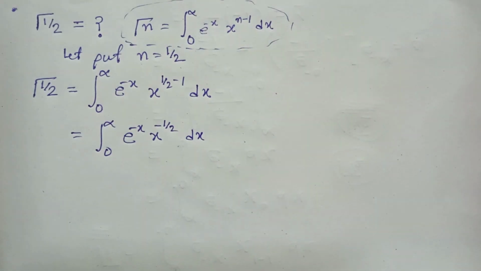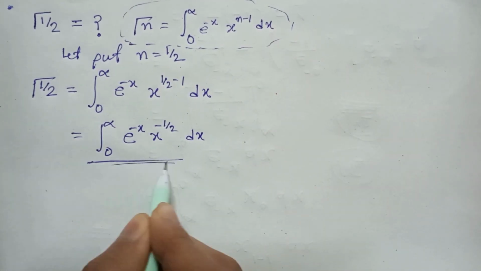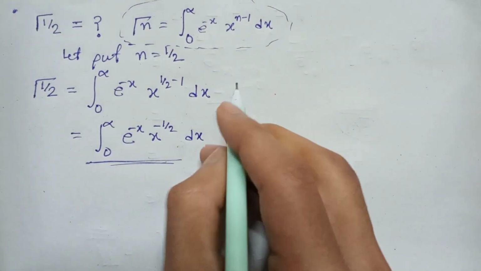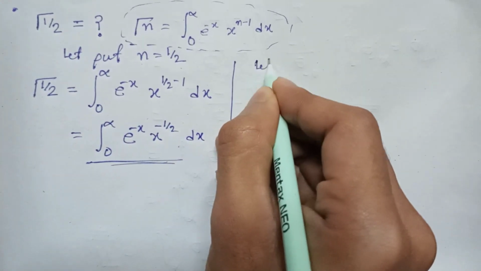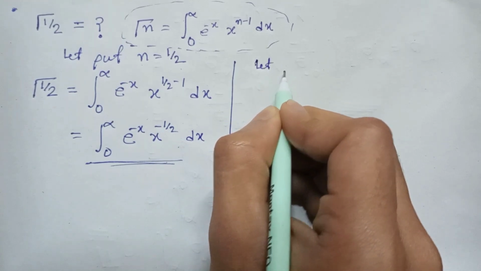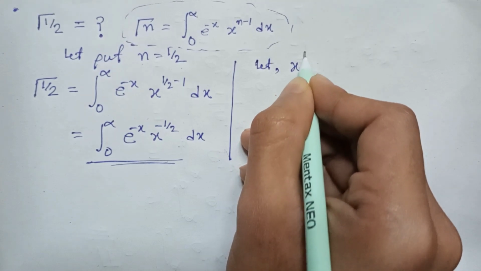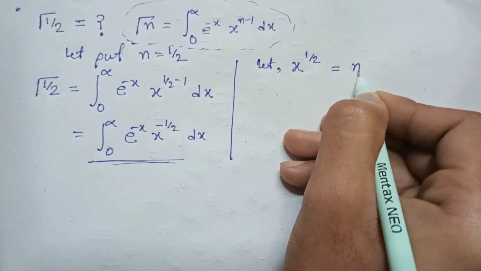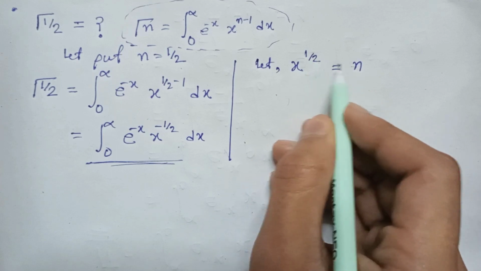Now we have to do some substitution to do this integration. So let's do it here. Let's take x to the power 1 by 2 equals n. Let's substitute x to the power 1 by 2 with n.